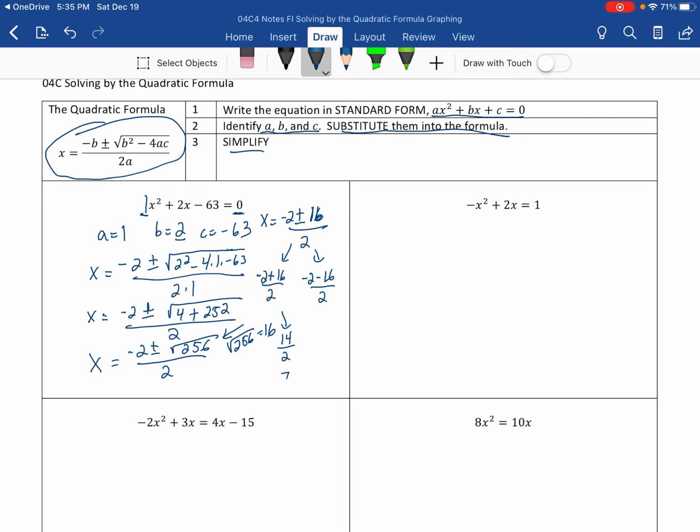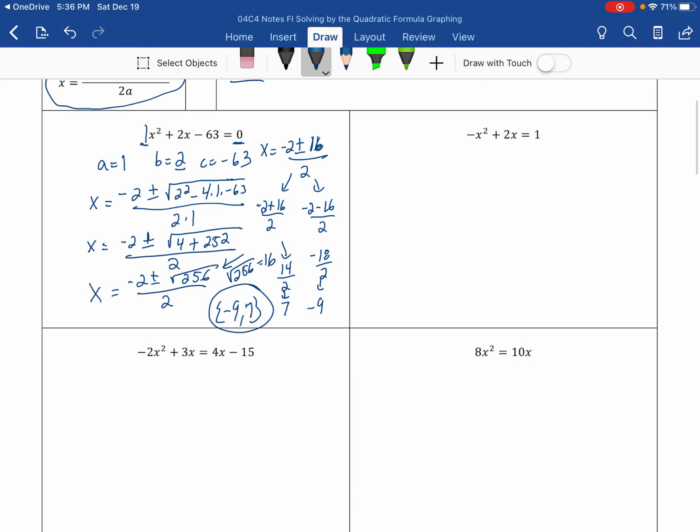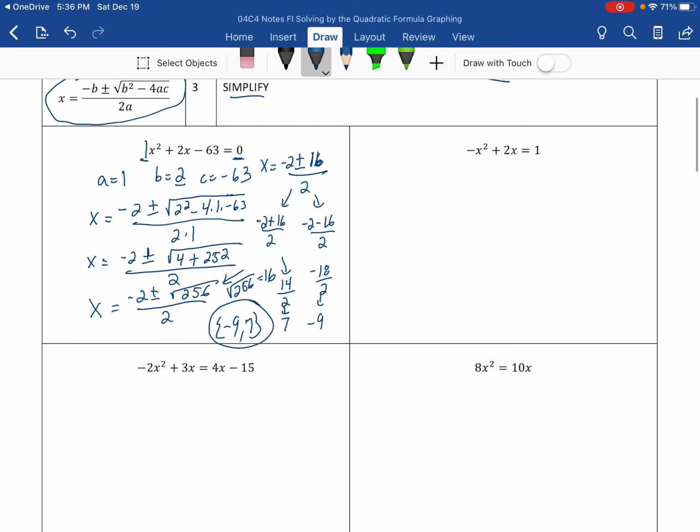So negative 2 plus 16 is 14 over 2, which is 7. Negative 2 minus 16 is negative 18 over 2, which is negative 9. And so my solutions for this are going to be negative 9 and 7. Okay? And for these, you could actually use the quadratic formula. Okay? So let's just try another one.